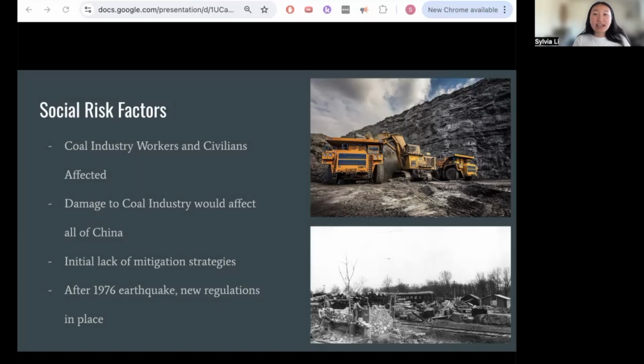When Tangshan was rebuilt after the 1976 earthquake, it incorporated much more earthquake precautions. Newer building codes are much more stringent with seismic regulations, and many high-rise buildings now have earthquake dampers.